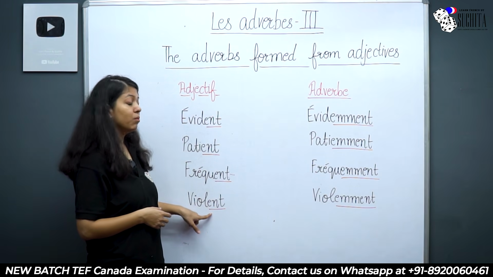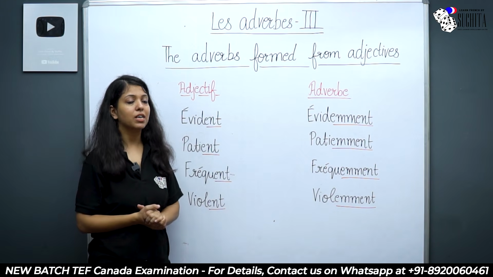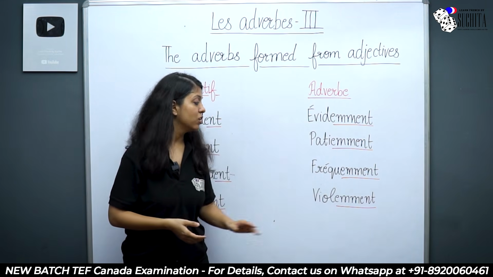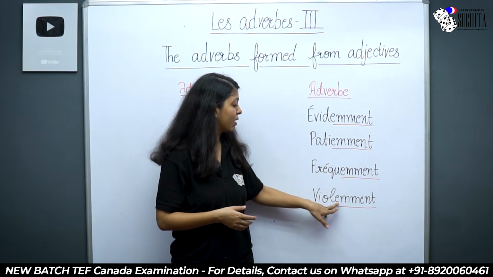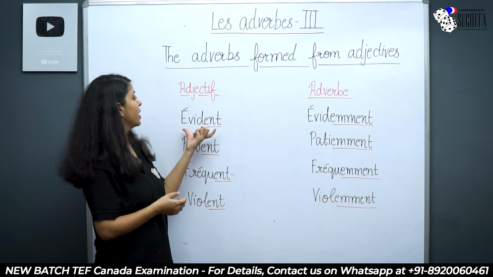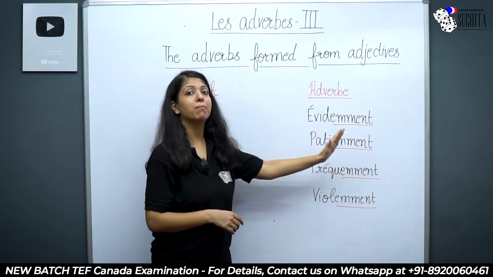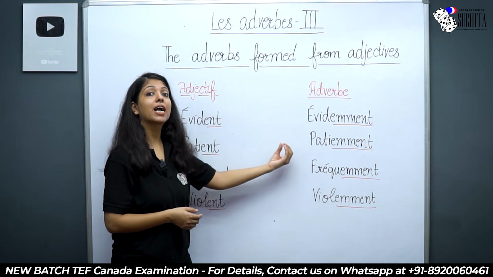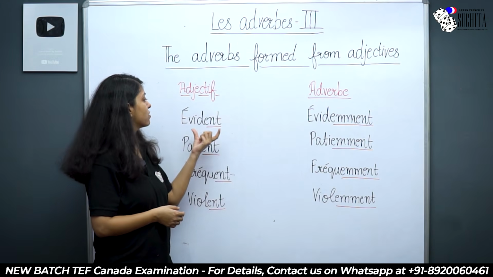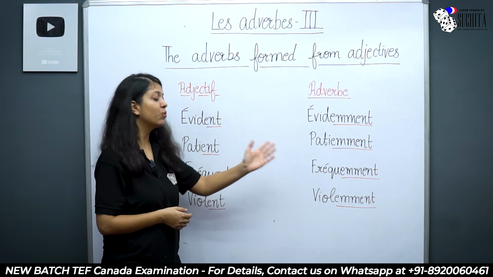Violent. Remove ENT. Write till L and then add EMMENT. So violent, which means violent. From violent I need to make violently. So viola. Again imagine there is A. So violemment. Je répète pour vous. Évident, évidemment. Patient, patiemment. Fréquent, fréquemment. Violent, violemment. So evident, evidently. Patient, patiently. Frequent, frequently.